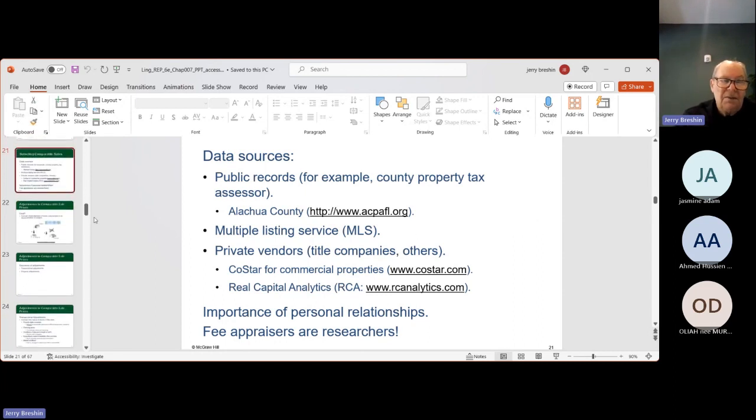But many people use them, and it is a source of information. But the most accurate source of information about a property would be to access the multiple listing service that serves that particular community.